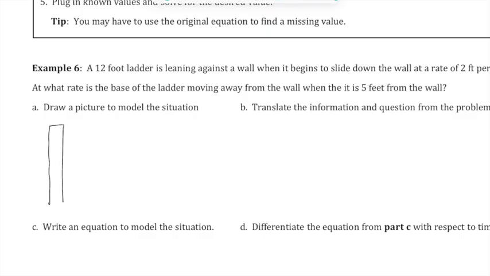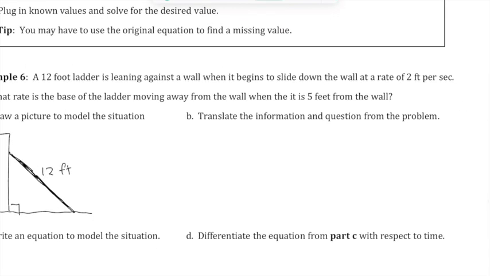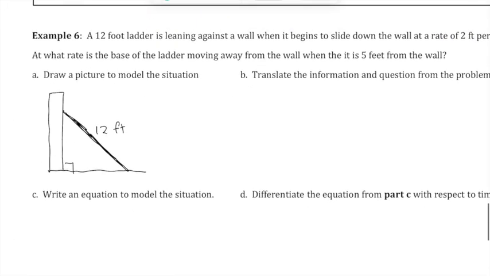So that's going to be the wall. And this thing right here is the ladder. Okay, so let's label it appropriately. It's a 12-foot ladder, so that's 12 feet. It's leaning on the wall and begins to slide down at a rate of 2 feet per second. We're not going to write that on our picture because that's a rate that we plug in. And at what rate is the base of the ladder moving when we're 5 feet from the wall?